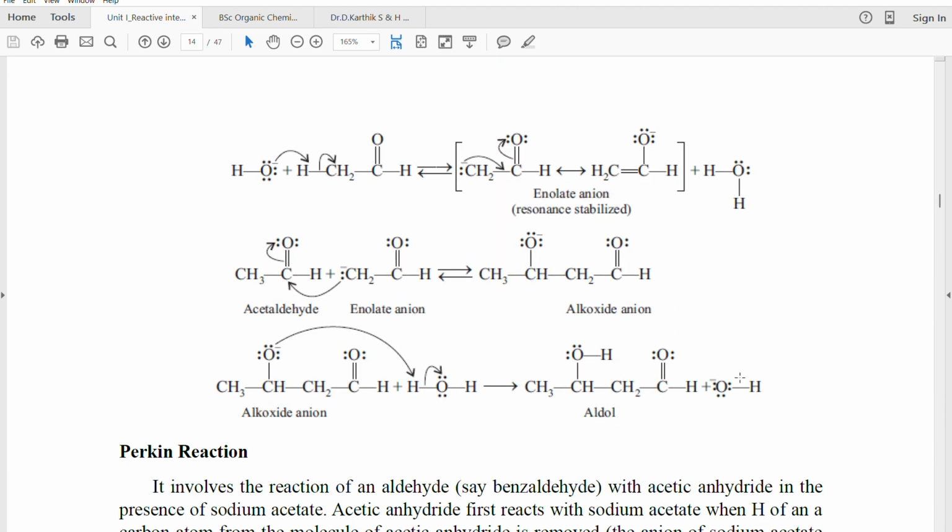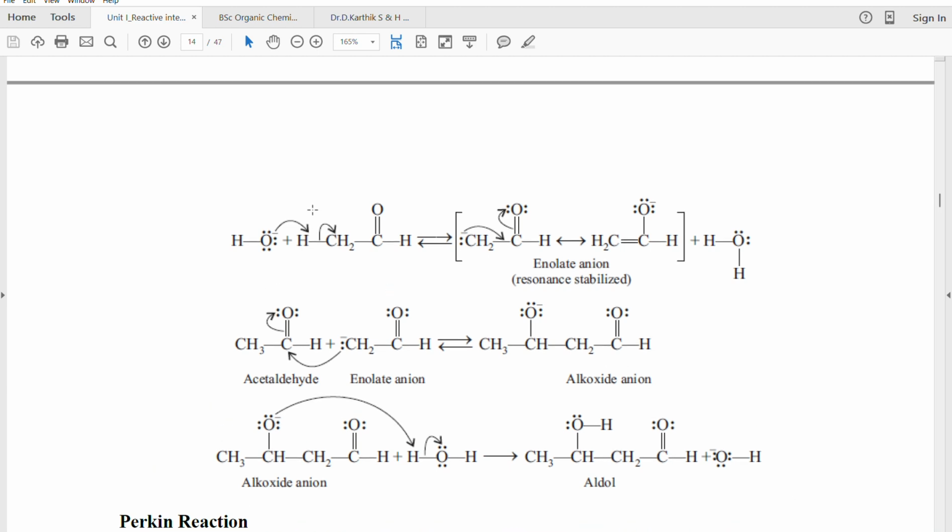So when we look at the mechanism, first, as I said, whenever you have a catalyst, the catalyst will react with the starting material, right? So here the catalyst is the base. Base means hydroxide, right? Sodium hydroxide means OH minus, that is the base. So the OH minus abstracts a proton from the alpha carbon to the functional group, right?